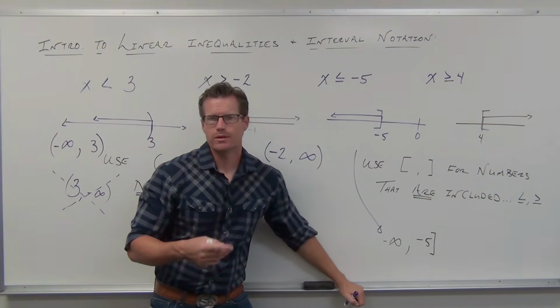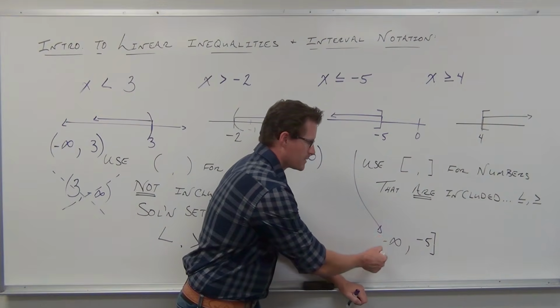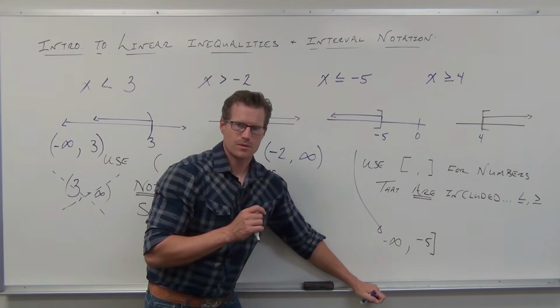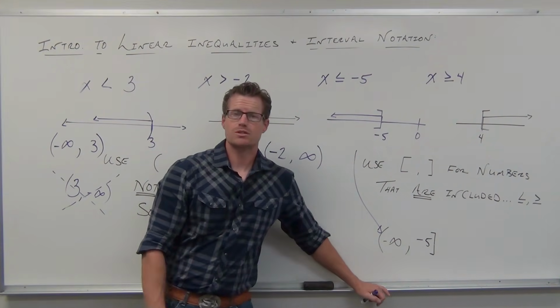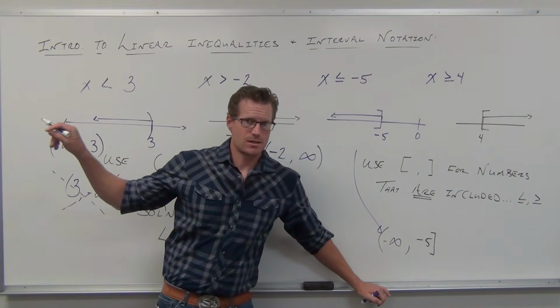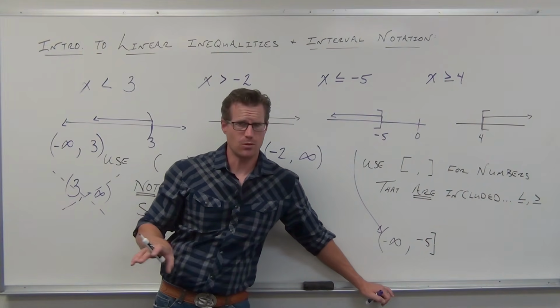There's one thing that students do get tripped up on, so be careful here. It's really common for people to put a bracket because they say, oh yeah, use brackets. Brackets are reserved for finite numbers, not infinite numbers. So even though we use a bracket for -5, you can't actually get to -infinity, so we can't include it. That's why we use a parenthesis for any infinity, whatever.